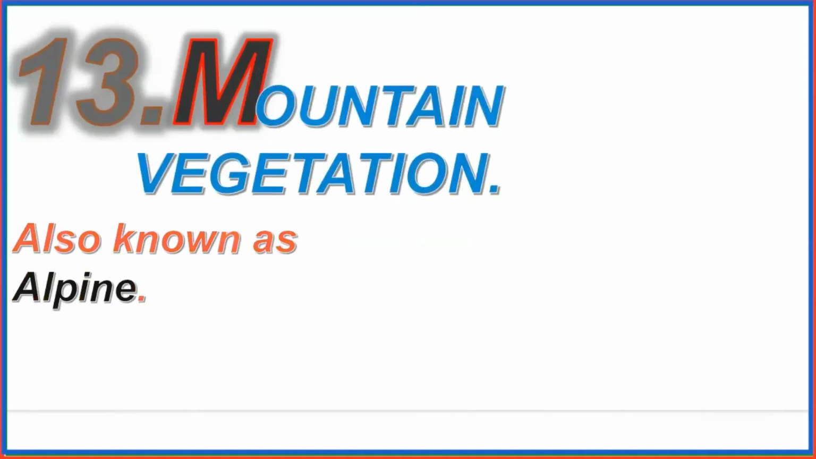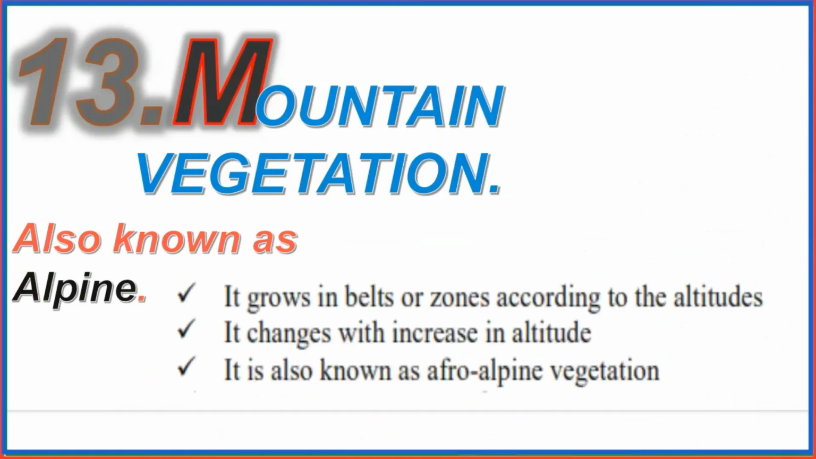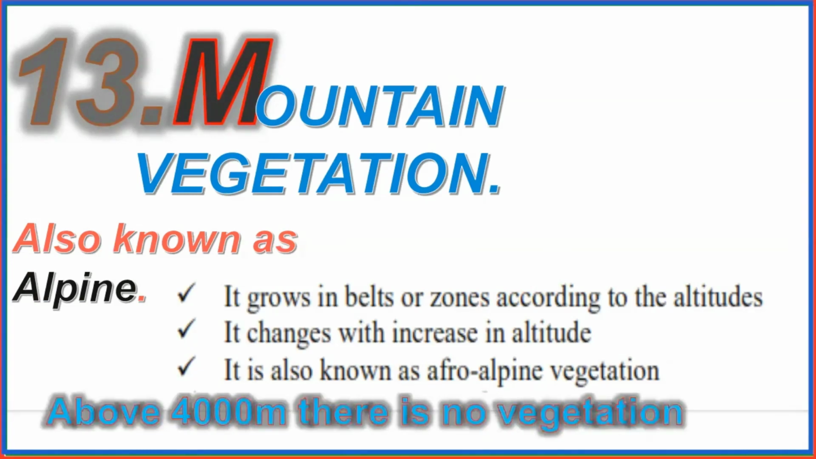Thank you. Number 13, M. M for mountain vegetation, also known as alpine. It grows in belts or zones according to the altitudes. It changes with increase in altitude. So from the bottom we have savanna, rainforest, bamboo forest, moorland, snow, bare rock. Above 4,000 meters, there is no vegetation.